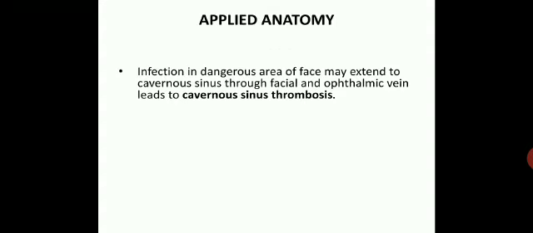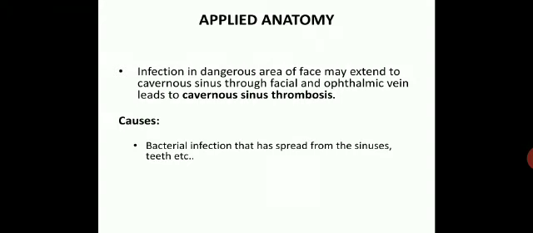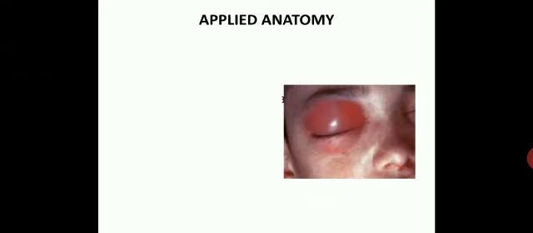Applied anatomy. The infection in the dangerous area of the face may extend to the cavernous sinus through the facial and the ophthalmic vein that leads to cavernous sinus thrombosis. The other causes may be the bacterial infection that has spread from the sinuses, teeth, etc. They may reach the cavernous sinus, leading to the cavernous sinus thrombosis.